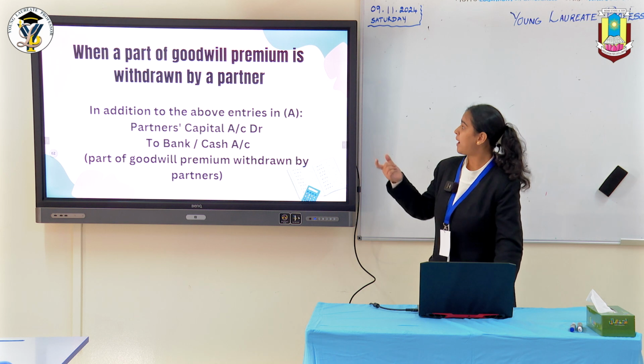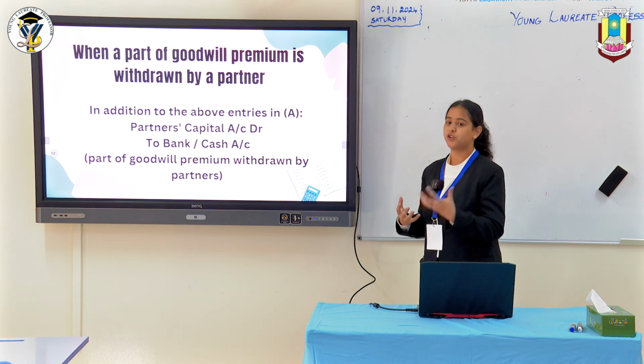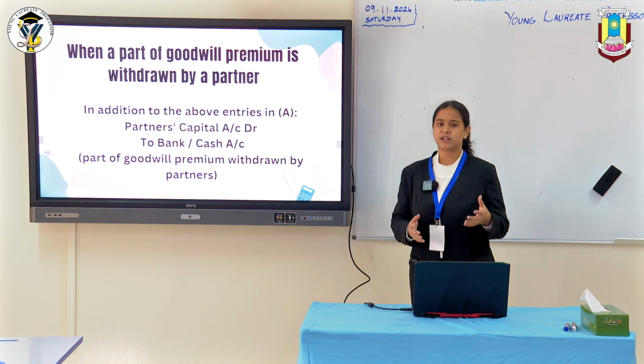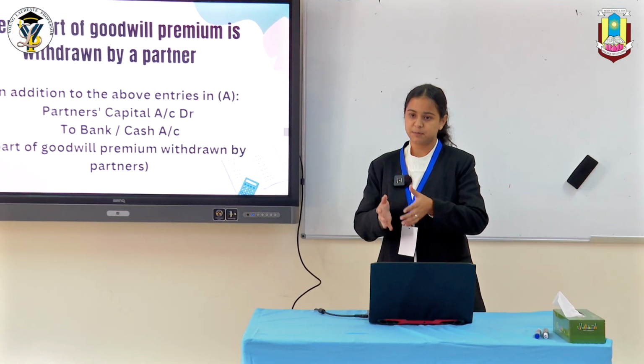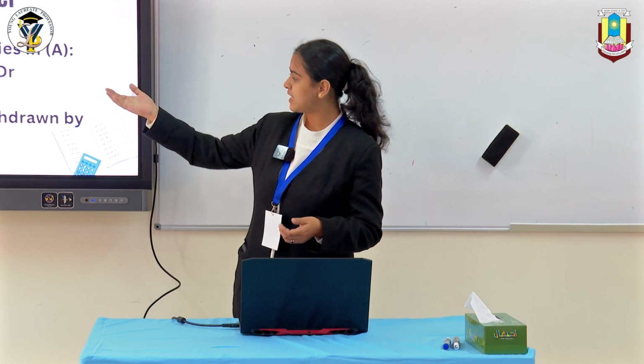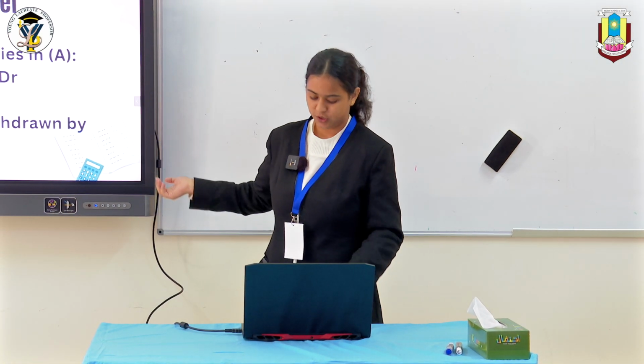Then, when part of the goodwill premium is withdrawn by the partners. In this case the partners are not withdrawing the whole amount, they are just withdrawing a part of it. Say if the premium brought is 1 lakh, so 50,000 the firm is retaining and the rest 50,000 the partners are withdrawing. So in that case, the entry passed will be the same, partners' capital accounts debit to bank or cash account.